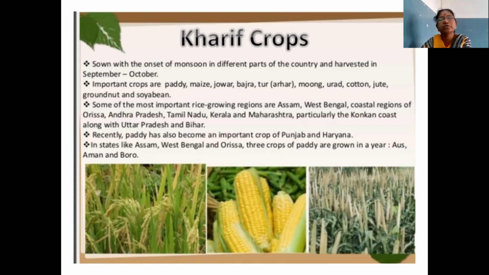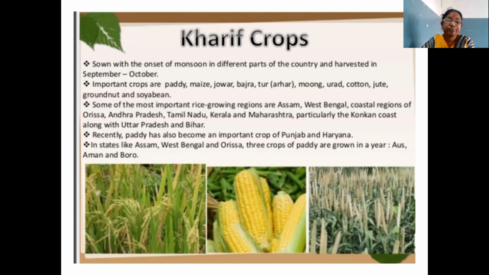Some of the most important rice growing regions in our country are Assam, West Bengal, coastal regions of Orissa, Andhra Pradesh, Tamil Nadu, Kerala, Maharashtra. These are the particular regions. And also the Konkan coast along with Uttar Pradesh and Bihar. The amount of rainfall which is required here is a little more. Recently, paddy has become an important crop in Punjab and Haryana region also. No doubt wheat is a very important crop. Apart from that, paddy or rice is also becoming important.